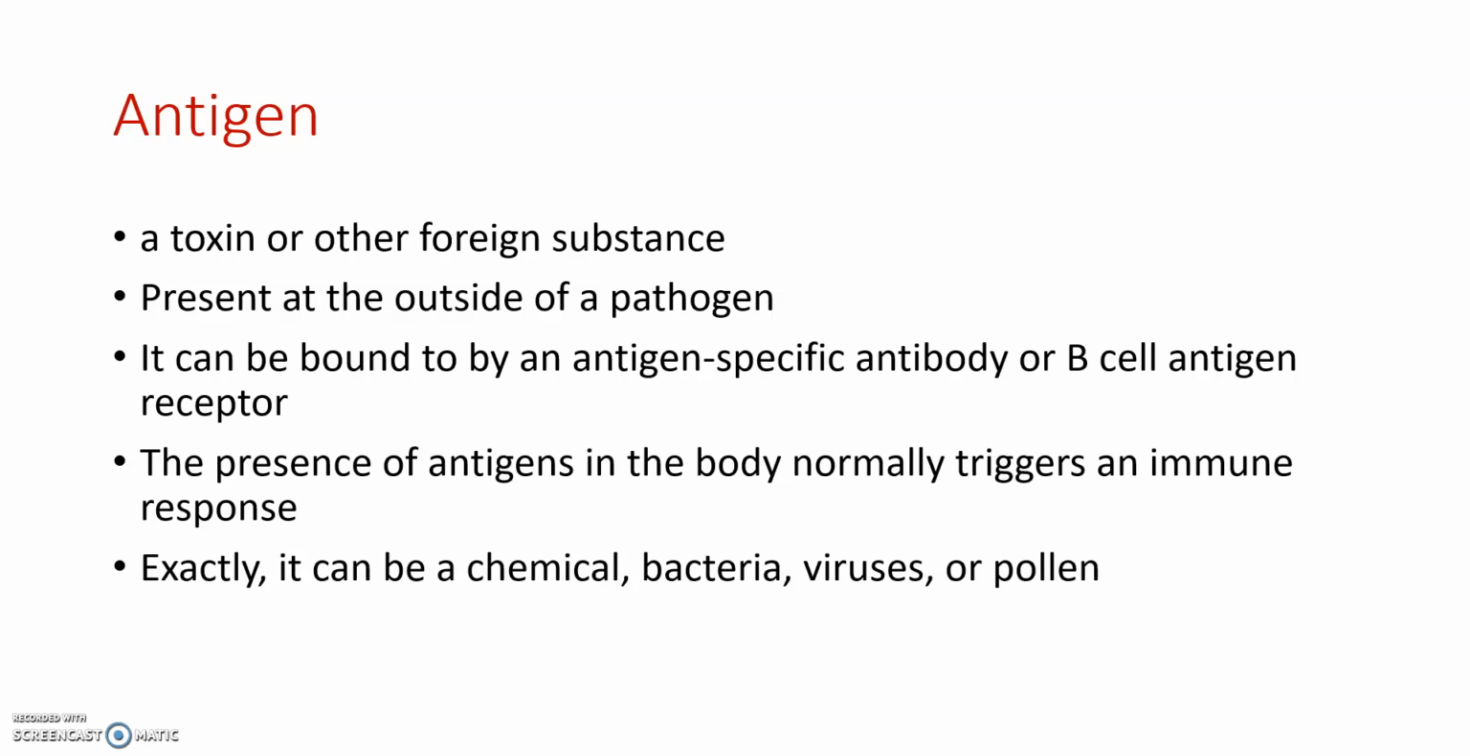Now the other term is antigen. What is an antigen? An antigen is actually a toxin or other foreign substance present on the outside of a pathogen. Note, the whole pathogen is not responsible for generating the immune response. The antigen is actually responsible for initiating the immune response. Where it is found, it will be bound to an antigen specific antibody or B cell antigen receptor, and the presence of antigen in the body actually triggers an immune response, as I already told you. It can be a chemical, a bacteria, a virus or a pollen grain.